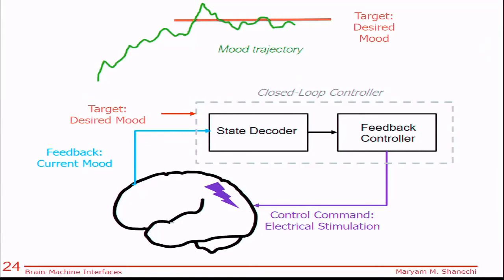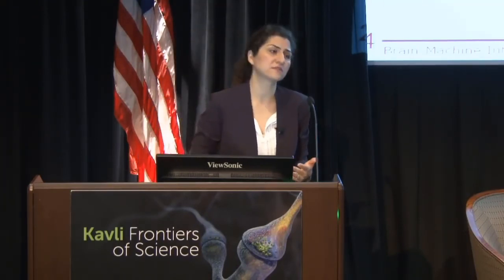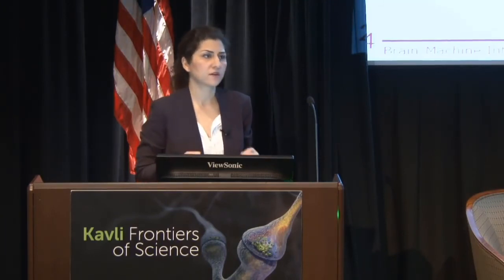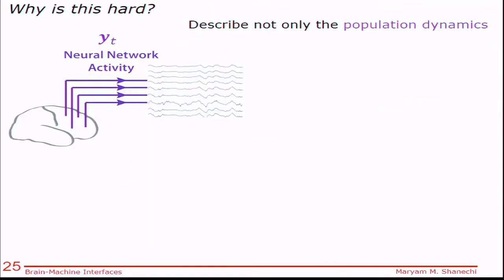And you can extend this to various neurological disorders such as epilepsy, Parkinson's, OCD, addiction. We can think about developing these systems to have alternative treatments for subjects who are otherwise not responsive to medication or psychotherapy. But why is this problem hard?